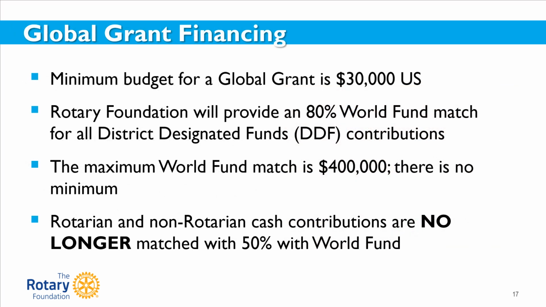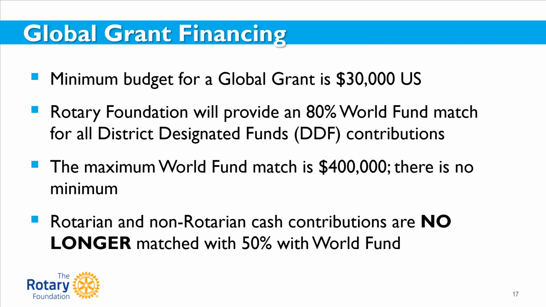As to global grant financing, the minimum total budget for a global grant is $30,000 US. With only a couple of exceptions, the grant must also include an ask for at least $15,000 US in matching funds from the Rotary Foundation.